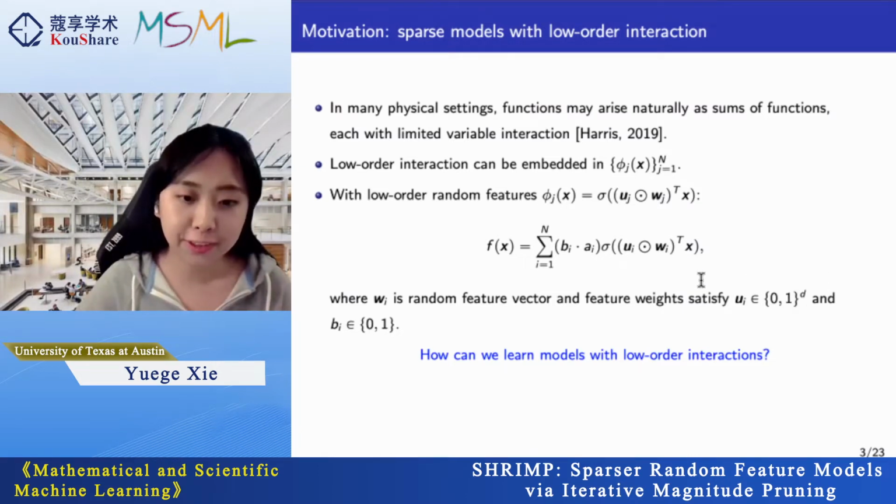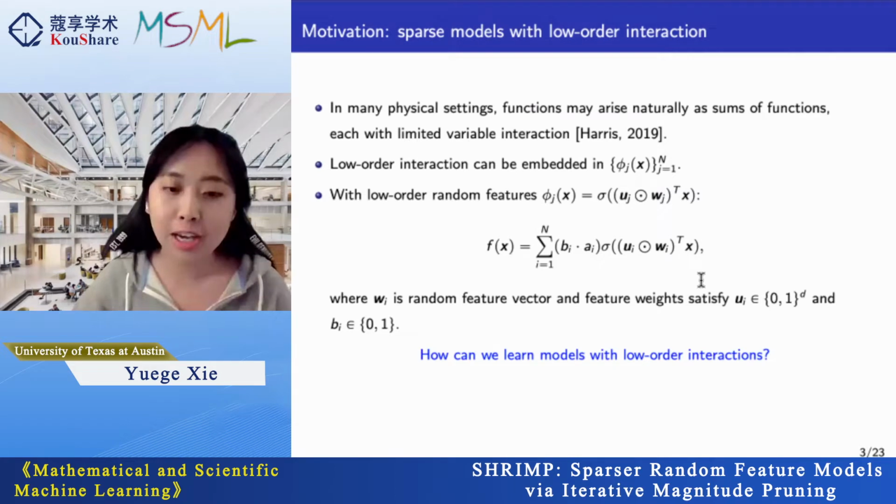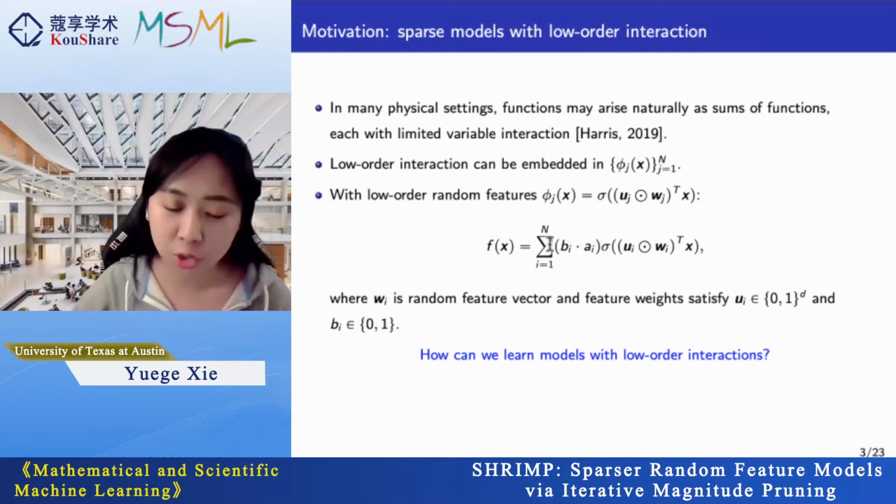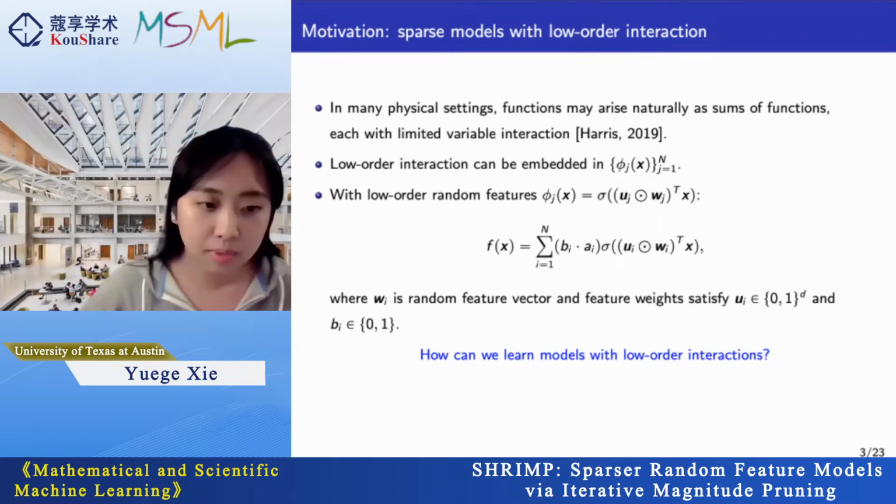And for now, the question here is how can we learn models with low order interactions? Namely, we want to find which c_j is 0 and which mu_j is 0 or 1.